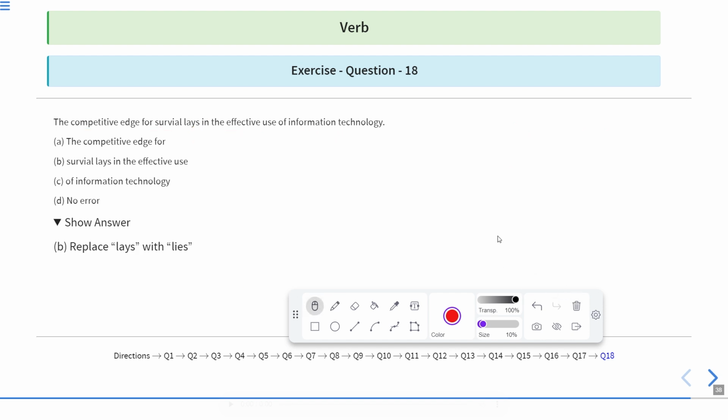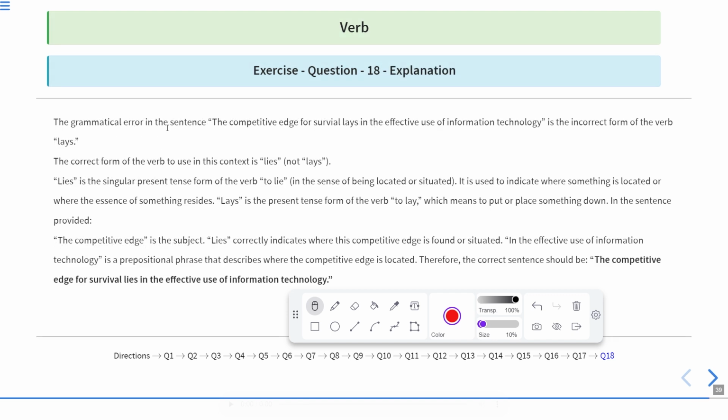The correct explanation of this answer is: the grammatical error in the sentence "The competitive edge for survival lays in the effective use" is the incorrect form of the verb "lays." The correct form to be used over here is "lies," not "lays." Lies is the singular present tense of the verb to lie, meaning to be located or situated. It is used to indicate where something is located, where the essence of something resides. For example, we say the equator lies on the 0 degree latitude.